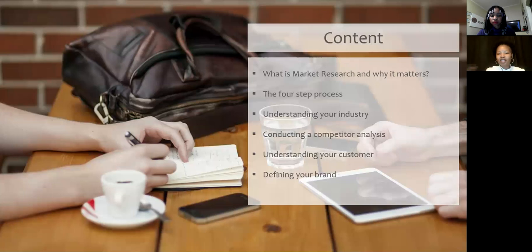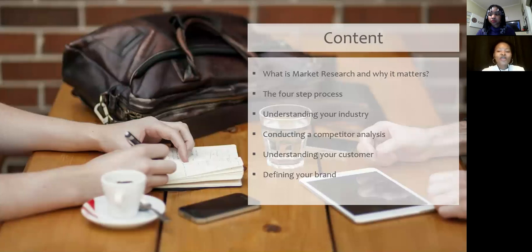The second one is conducting a competitor analysis. This competitor analysis is part of understanding your industry world. It's about helping you determine where you are going to fit in, where is your space, where is your niche, how are you going to position yourself in this space. And then of course there's the element of the customer. So who are you going to sell to? What do you know about this customer? What do you need to do to resonate with them?